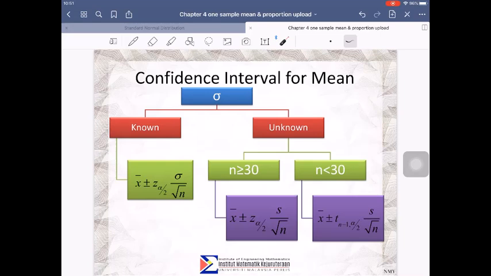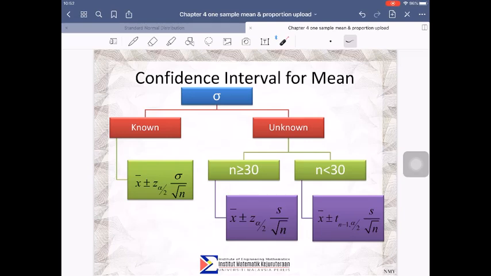Before we start finding the confidence interval for our mean, we need to check whether the value of sigma is known or unknown. If the value of sigma is known, we're going to have this formula. If the value of sigma is unknown, we need to check the value of n. If your n is greater than or equal to 30, we're going to use this second formula. If you have your n less than 30, we're going to have the third formula.